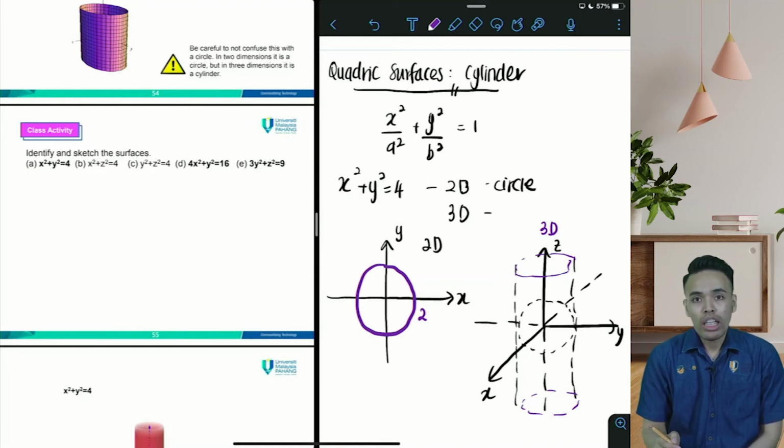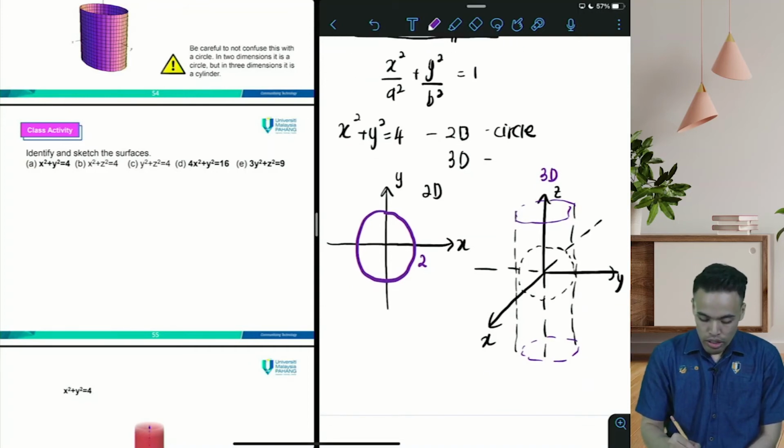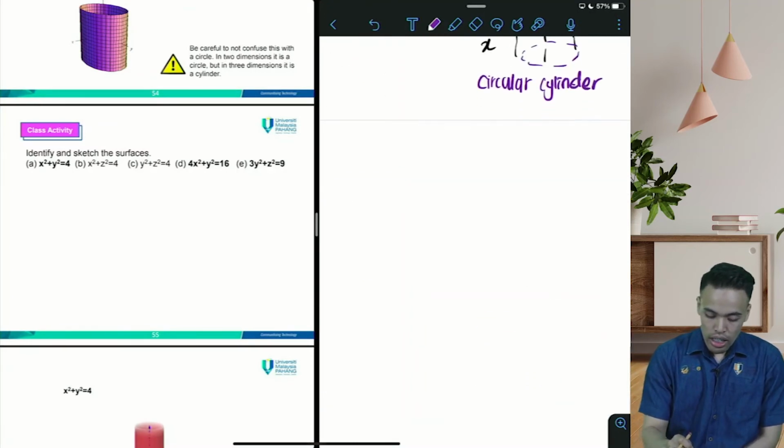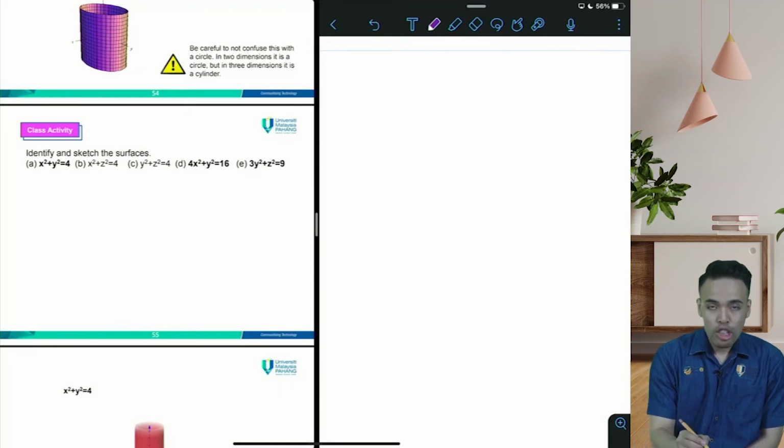And we call this cylinder a circular cylinder. The reason why we name it a circular cylinder is because the base of the cylinder actually represents a circle. Okay, this is what we call a circular cylinder. Okay, let's try this question.